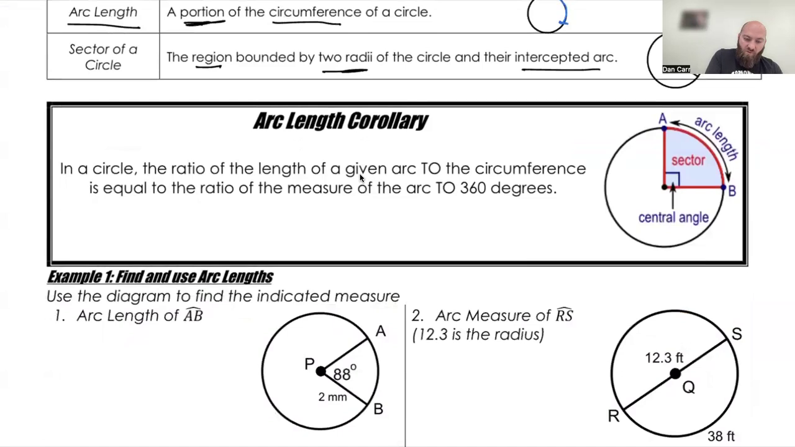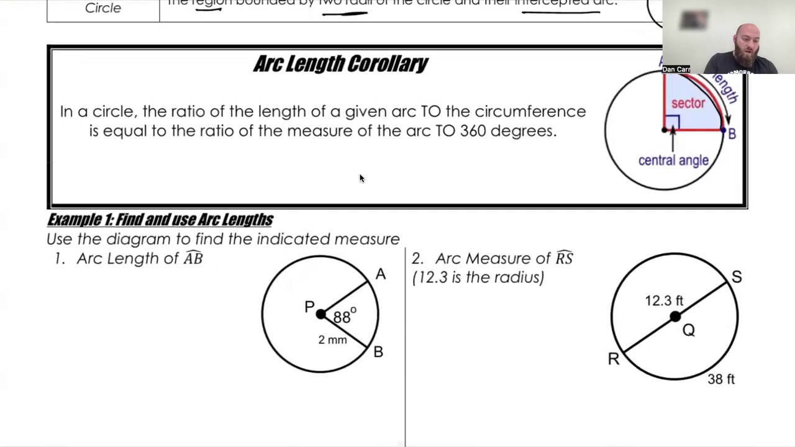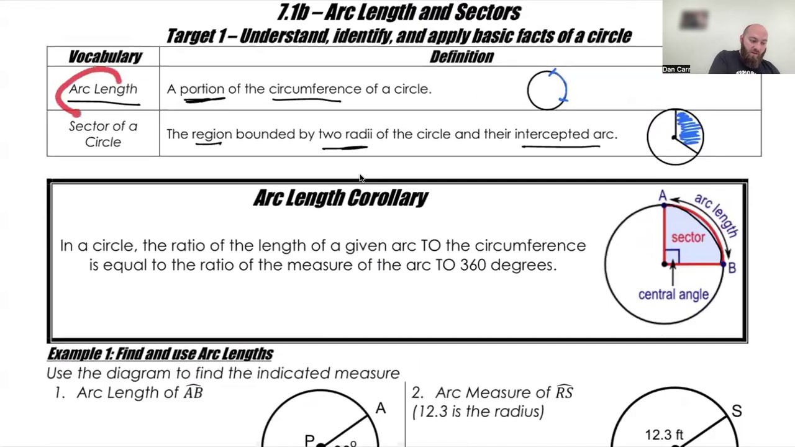What we're going to try to find today is an arc length, so what is the actual distance to go from point A to point B here, as well as the area of a sector. One of the biggest things I want to point out is that because this arc length is a portion of the circumference, we can set this up with a ratio.